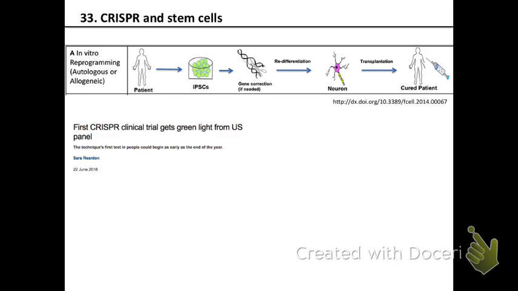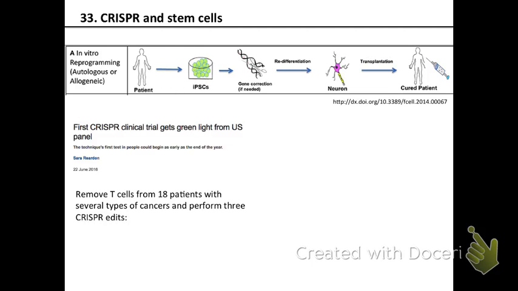And it's not just a dream, it has actually already started, and there is already a clinical trial. In this case, they're starting with a cell type that's a little bit easier to handle, because you can inject these T cells, right? So, immune cells. What they've done is they removed T cells from 18 patients with several types of cancers. And the idea is to use cancer immunotherapy. They're trying to engineer these T cells such that they can attack and reduce the cancer cells in the patients, right?